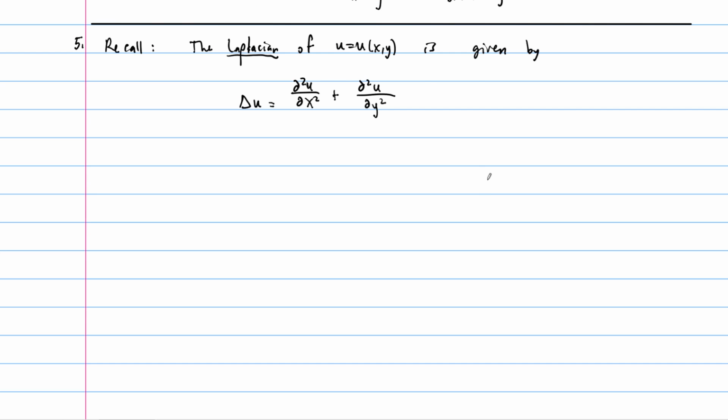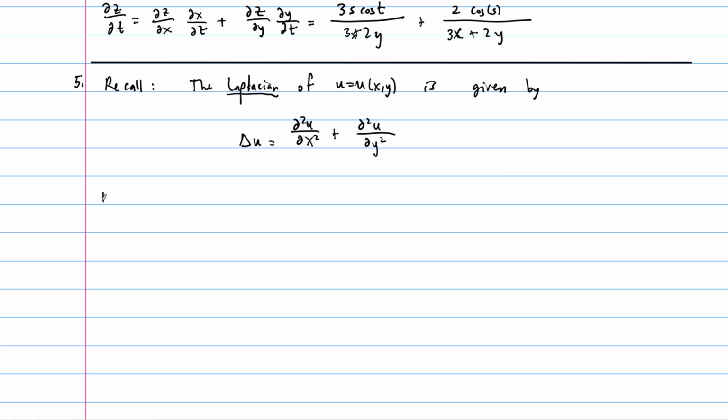So here's what I'd like to do in this example. Suppose that we have polar coordinates, so x is equal to r cosine of theta and y is equal to r sine of theta. What I want us to do in this example is to verify that the Laplacian takes the following form.